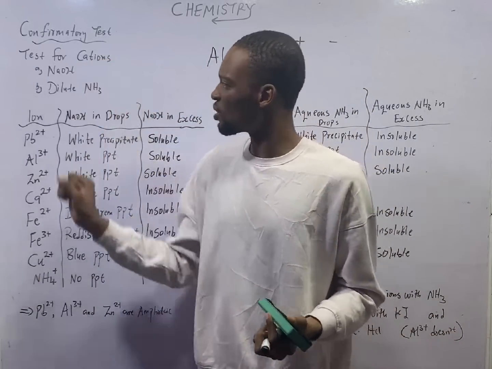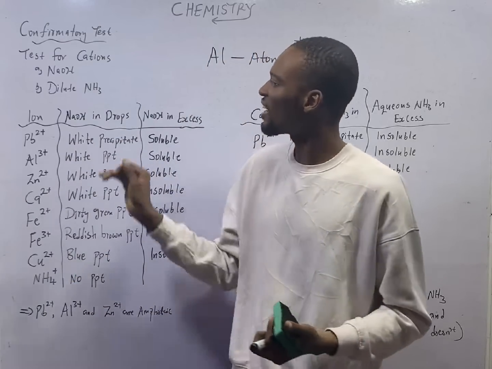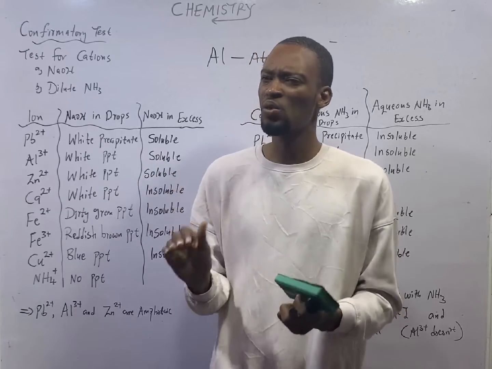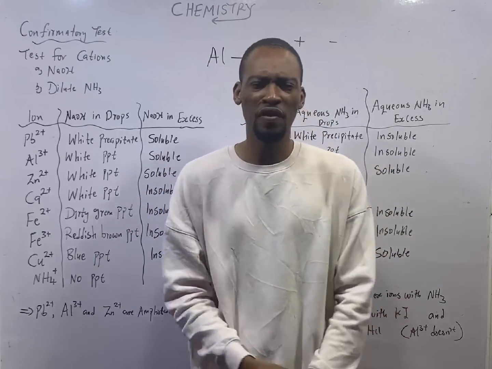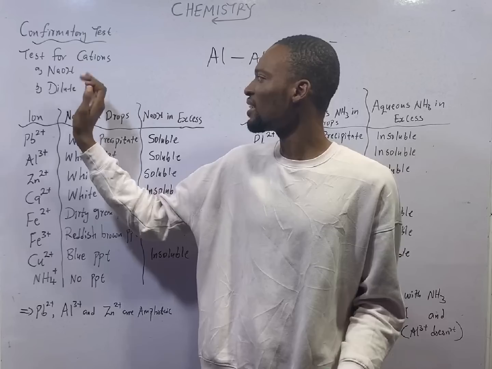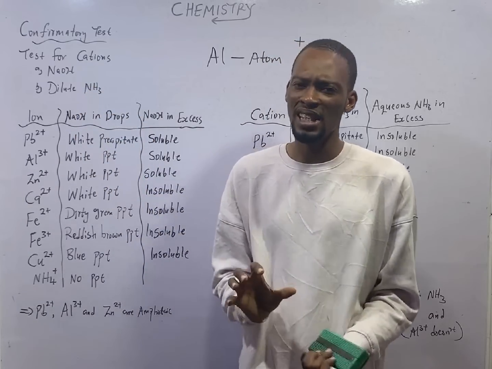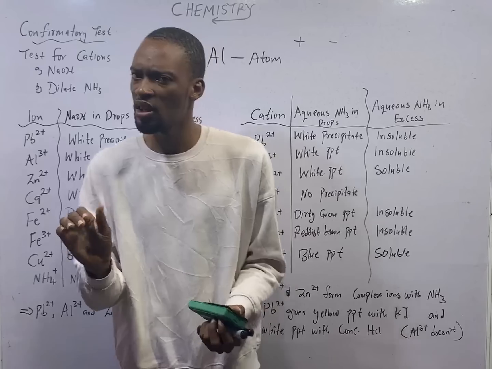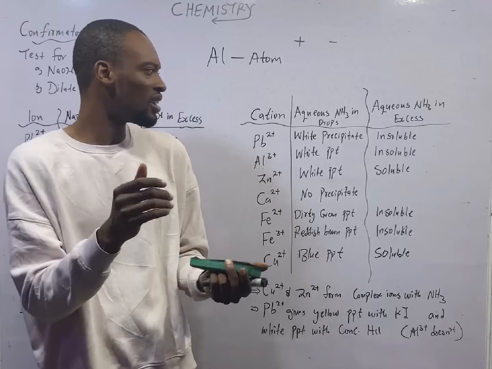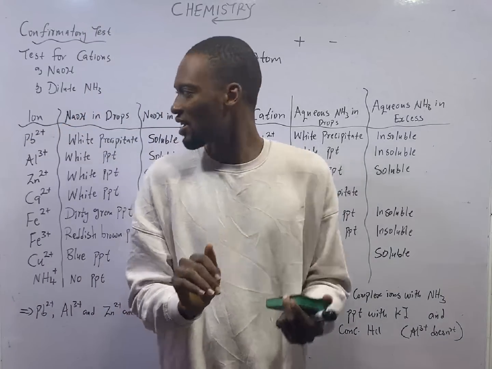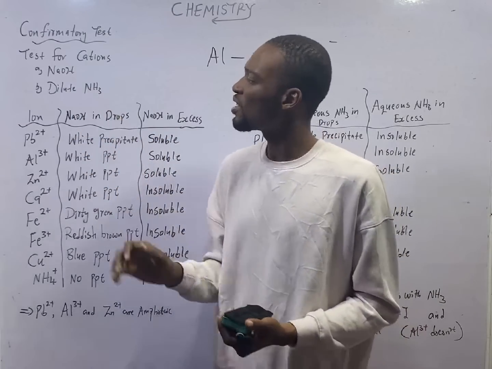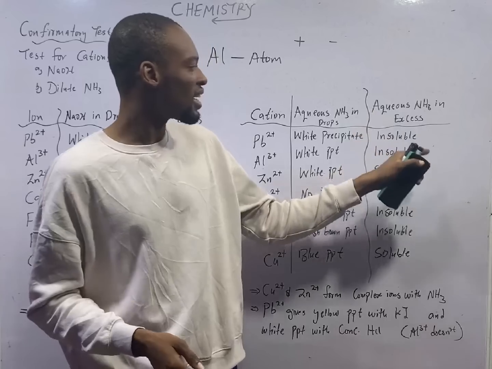To test for positive ions, we use sodium hydroxide and dilute ammonia. These are the two compounds we use to test for cations. Which of the following are used to test for cations? They are sodium hydroxide and dilute ammonia. This is how we use them. First, you add them in drops. Later, you add them in excess. So, sodium hydroxide in drops and in excess, then dilute ammonia in drops and in excess.